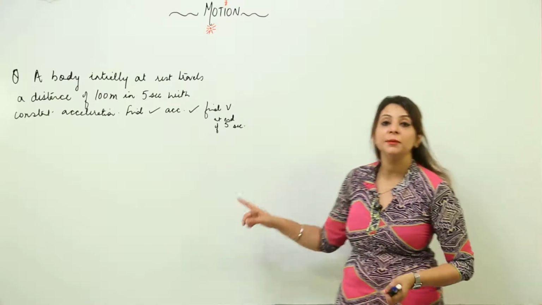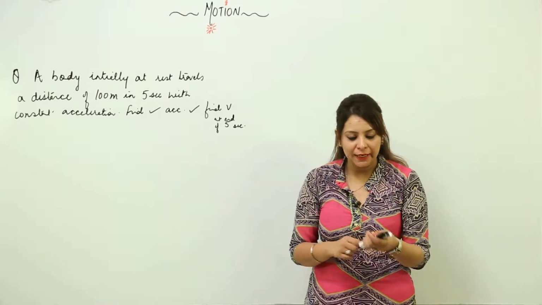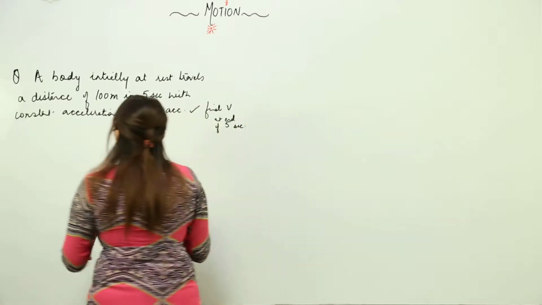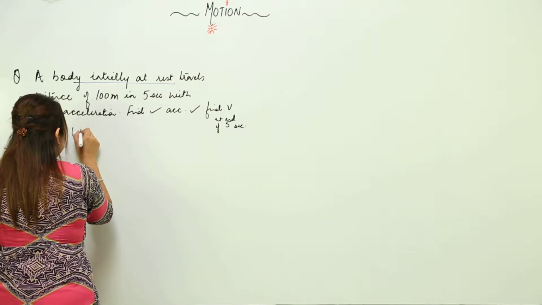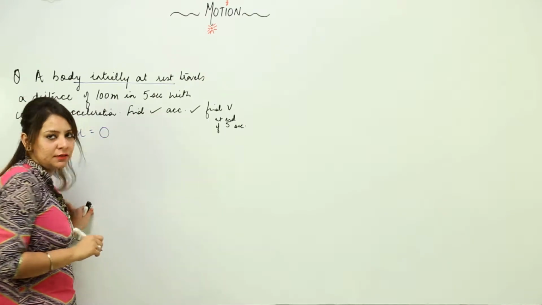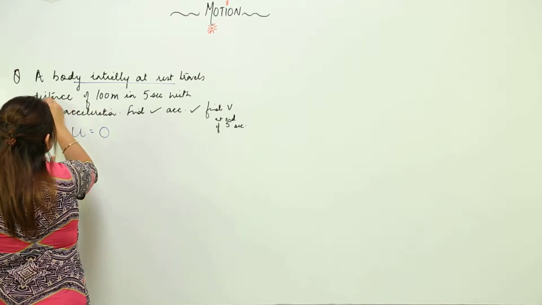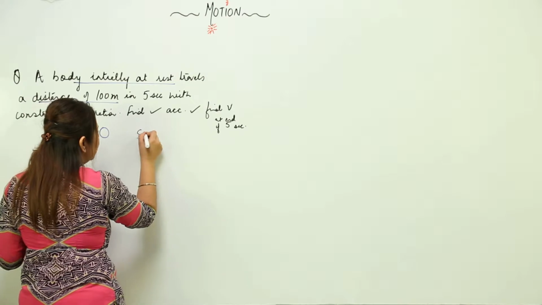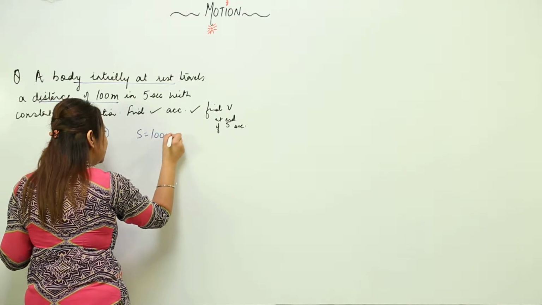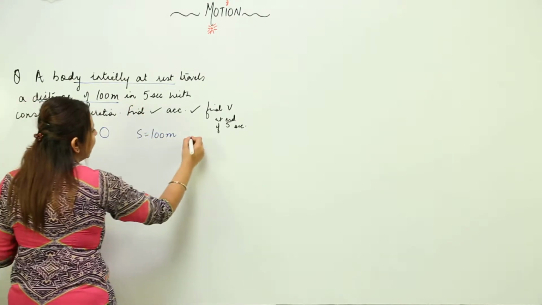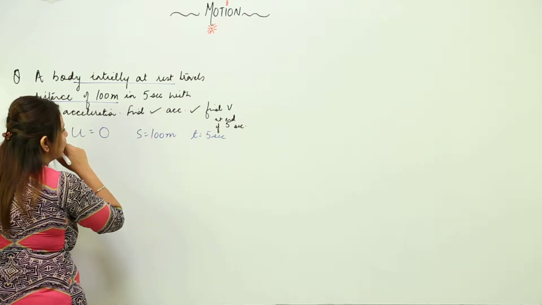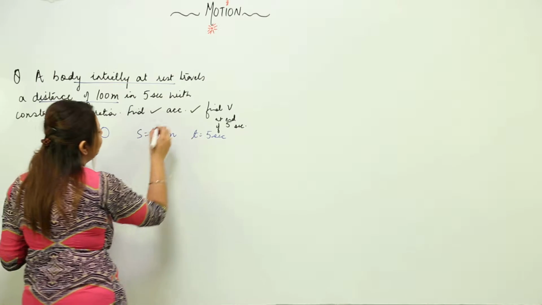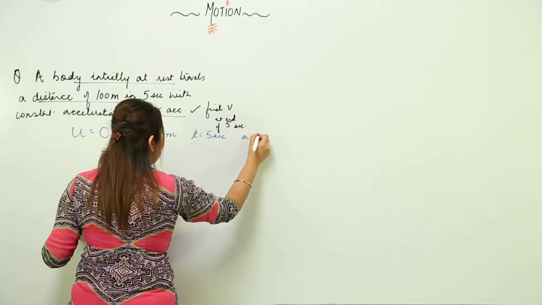Now we are going to take up that numerical which we missed in the previous slide. It is a body initially at rest. So that means initial velocity is 0. It travels a distance of 100 meter. So that means S is 100 meter in 5 seconds. So this is the time, and with constant acceleration, and what we need to find is that constant acceleration.